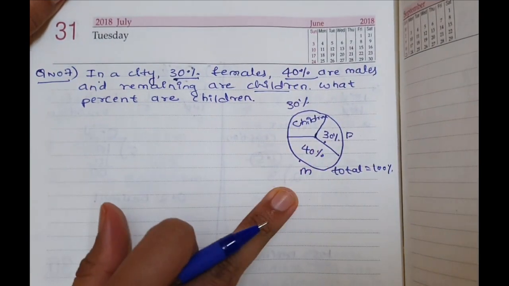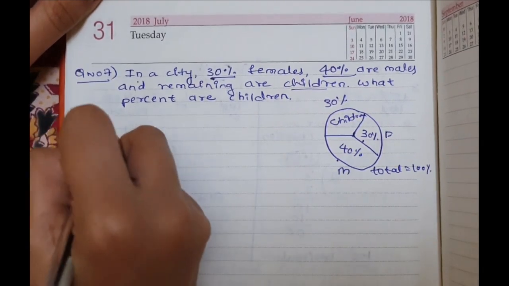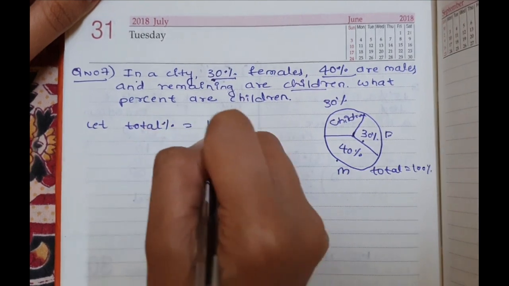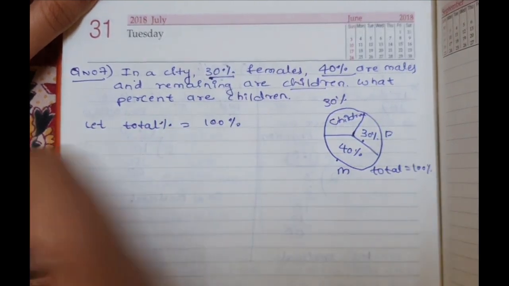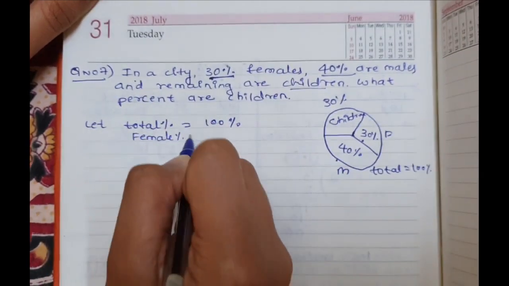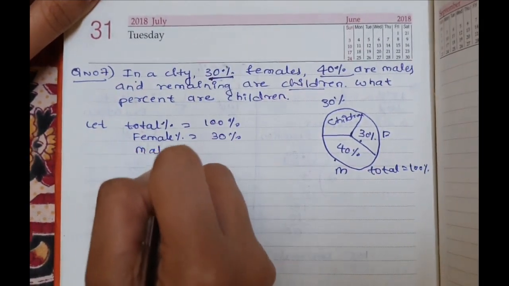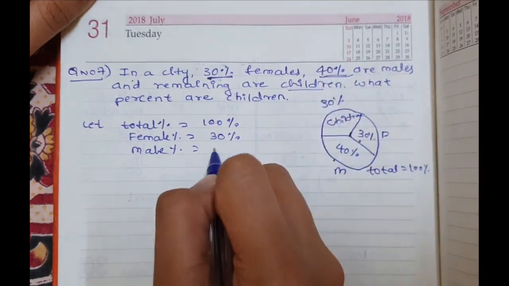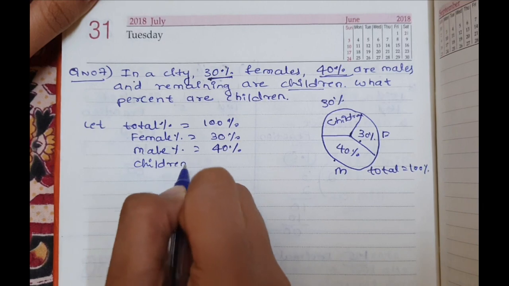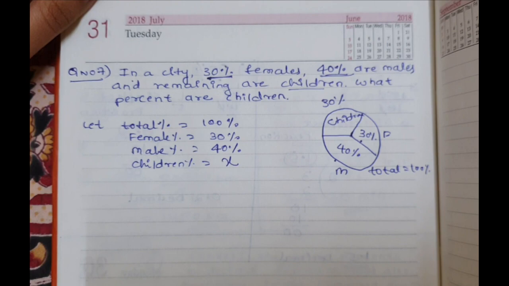But if you write only this much in the exam, you won't get marks. So let me write in words. Let total percentage be 100%. In the question they have given female percentage is 30%. Male percentage is equal to 40%. Now we have to find the children percentage. Children percentage is equal to how much? We don't know. Let me put that as X.